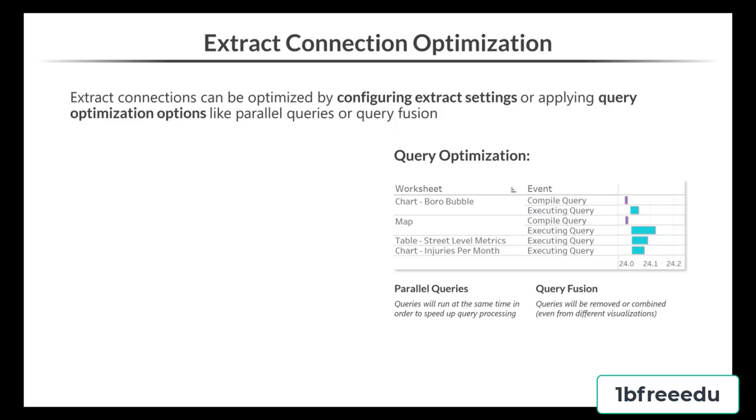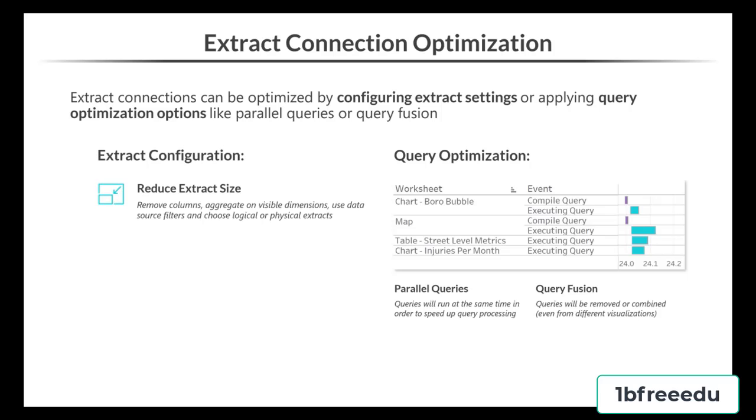Query fusion is another optimization feature by which Tableau will remove and combine queries in a further effort to run things more efficiently. You can try and promote query fusion by having similar dimensions in your sheets if it makes sense. This will help Tableau create query fusion between different sheets. Now that we've looked at parallel queries and query fusion, we'll look at ways to further optimize your extracts beyond their initial benefits. Reducing extract size is one of the best methods to improve performance.